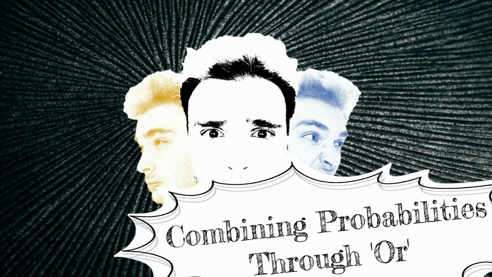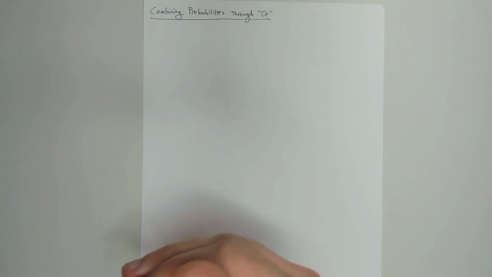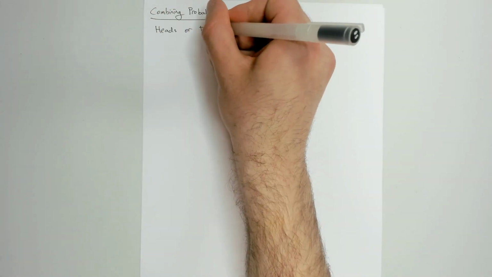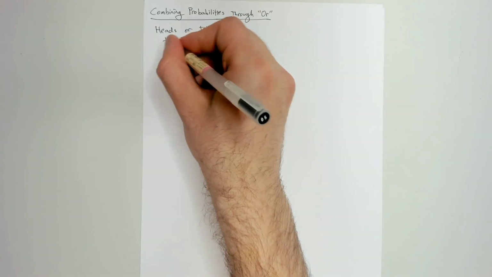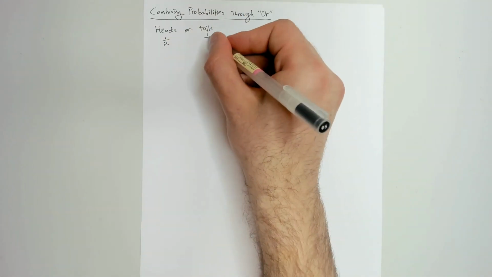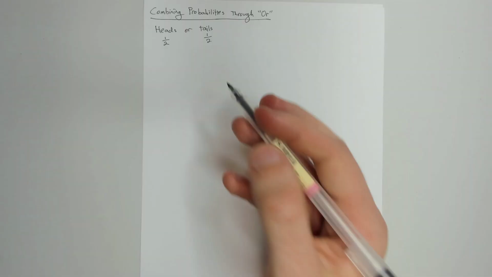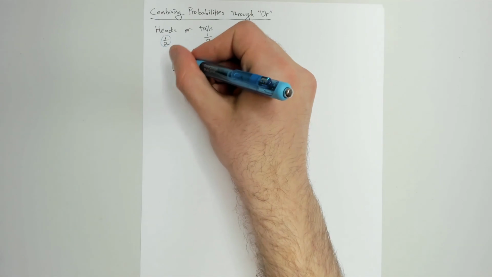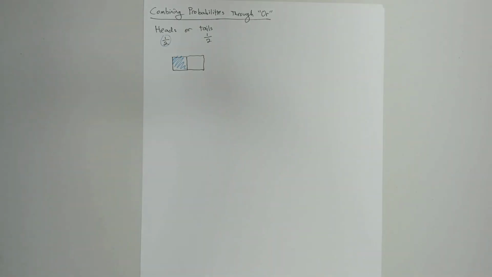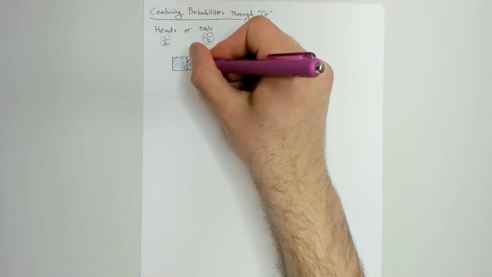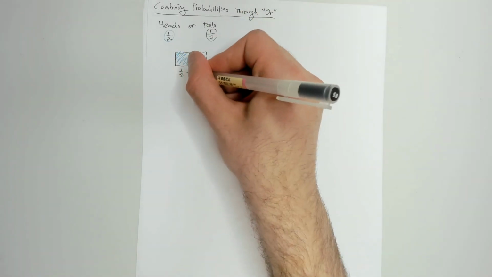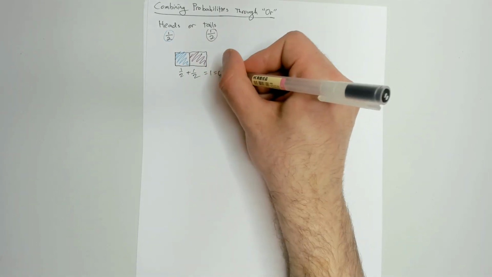So now let's actually talk about combining probabilities through OR. Let's consider two mutually exclusive events: heads or tails, a pretty standard one. We know the probability of getting heads is a half, and the probability of getting tails is also a half. What happens if we look at a half plus a half? Heads would fill in half of the whole, and tails would fill in the other half. In total, a half plus a half gives us 1, or 100%.